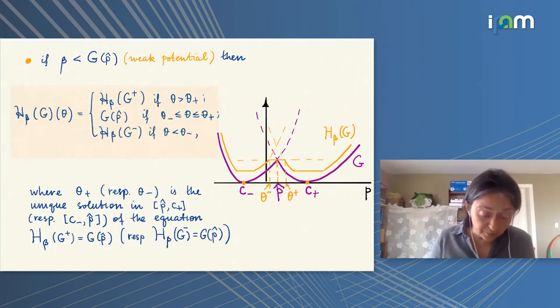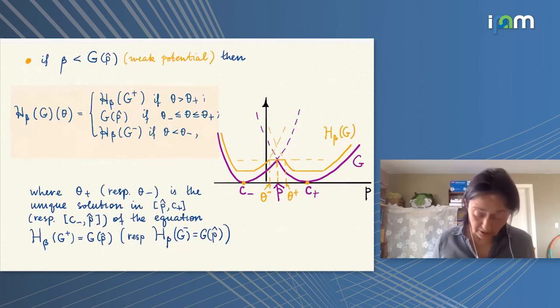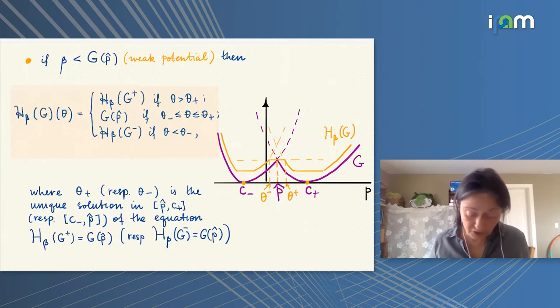In the case of a weak potential, so the opposite inequality holds, therefore the depths of the wells are larger than beta, so the potential is weak, we get a non-convex effective Hamiltonian, which is constructed in the following way. We take effective Hamiltonians for its pieces, G plus and G minus. And then, at height G of P hat, we take a horizontal line, which cuts the effective Hamiltonians of the pieces, and we obtain this orange curve, which I'm tracing right now. So this is the effective Hamiltonian in the case of the weak potential.